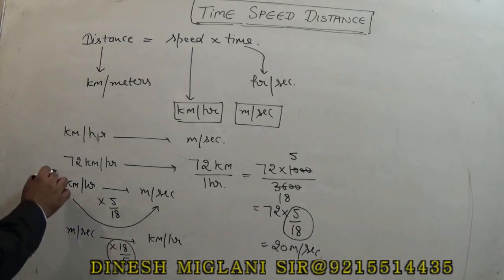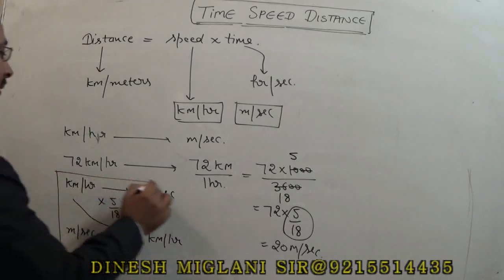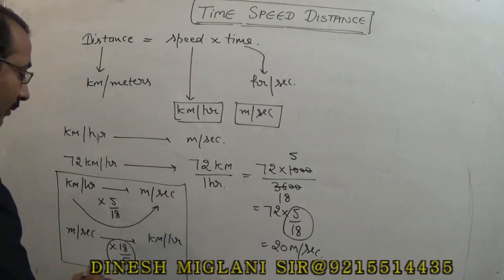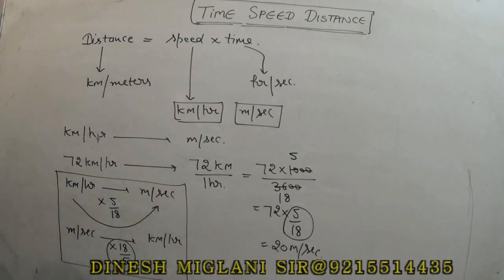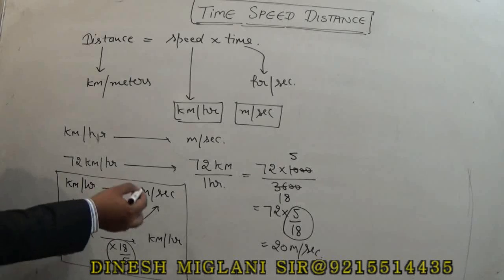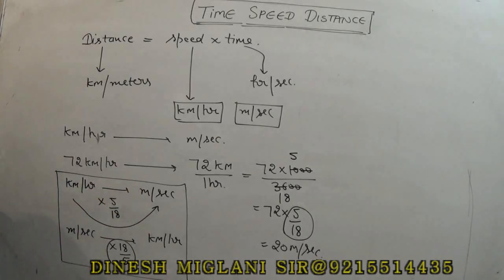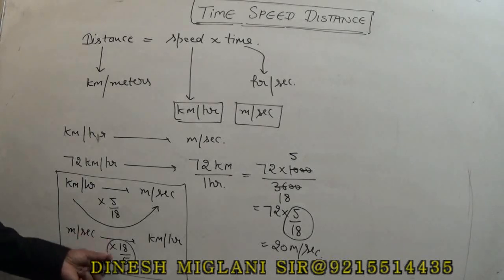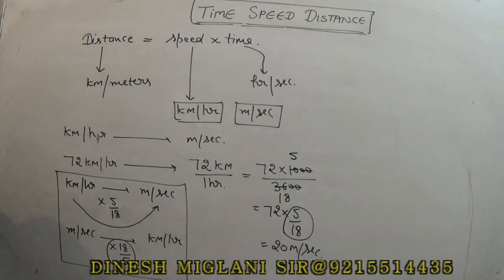So this is the first step that you have to cram. When speed is given in kilometer per hour, you multiply it by 5 by 18. This will automatically be converted into meter per second. Similarly, when speed is given in meter per second, you have to multiply this by 18 by 5 and this will be converted into kilometer per hour.